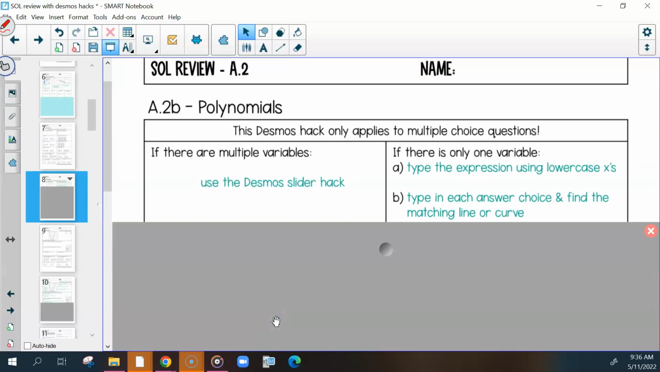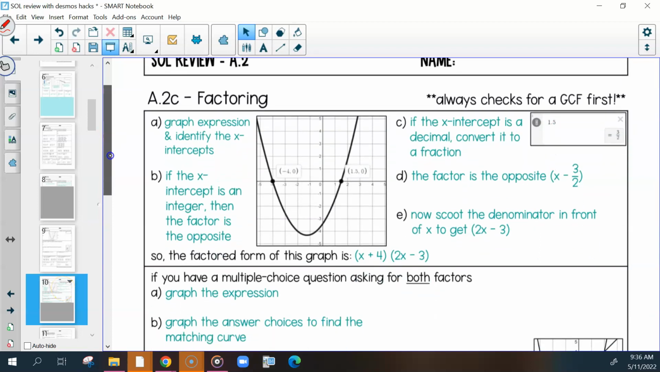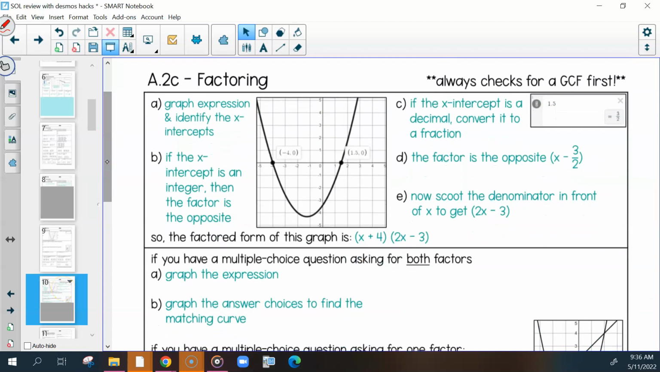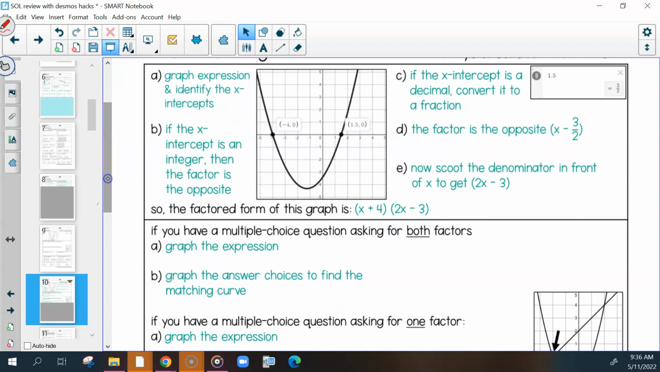On to the next page. Factoring. So there's a lot going on. So I'm going to read this as you write. A, graph the expression, identify the x-intercept. B, if the x-intercept is an integer, so a number, negative, positive, 0, anything like that, then the factor is the opposite. So if it says -4, your factor would be x plus 4.